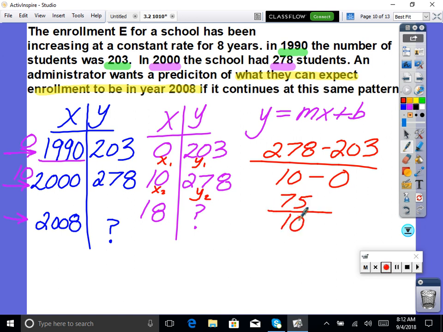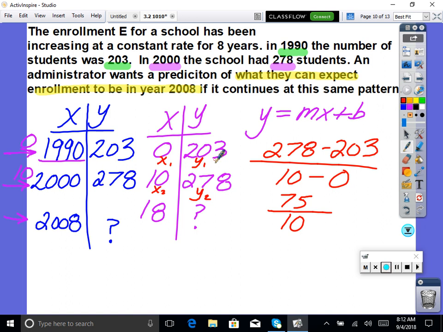75 over 10. Okay, great. So now we can plug that in. Now, we could go through the process of doing the same thing. We could plug in any xy point, right? But what do I already know? Isn't this our y-intercept? When x equals 0, we're starting up at 203 students. Does everybody see? So our plus b is going to calculate to be 203, no matter what.